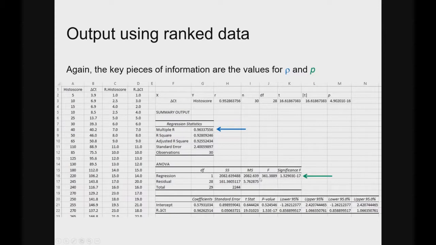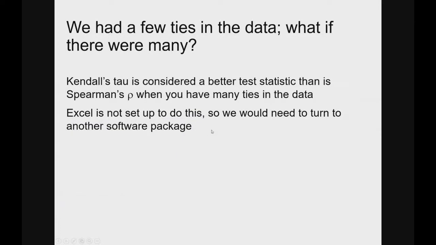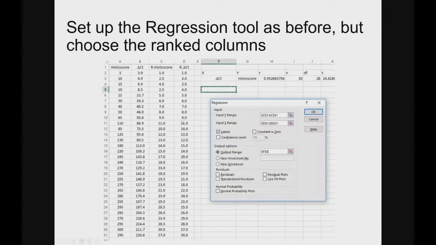Now, if there were a lot of ties in the data, which you may have noticed as we go through here, there were some ranks that showed up more than once. If you take a moment to look at the PDF, you probably see number 12 show up more than once in here. I know there are a couple in there. If you have a lot of tied ranks, you want to use something called Kendall's tau instead of Spearman's. You cannot do that in Excel, so you need to use another software package.